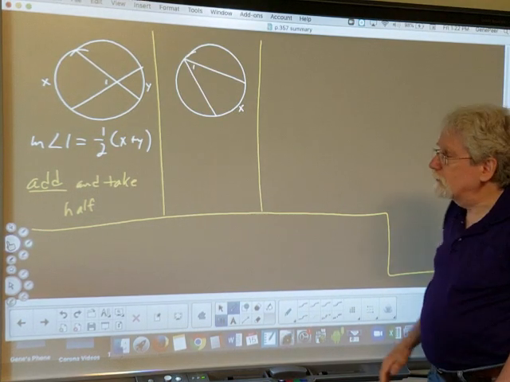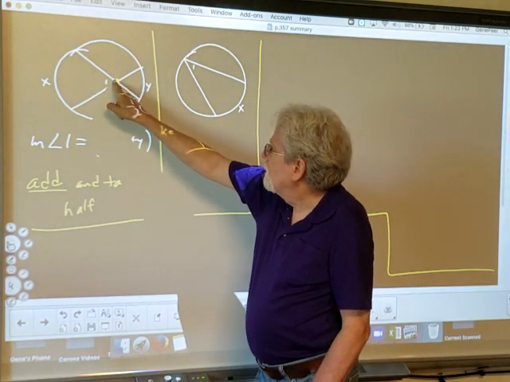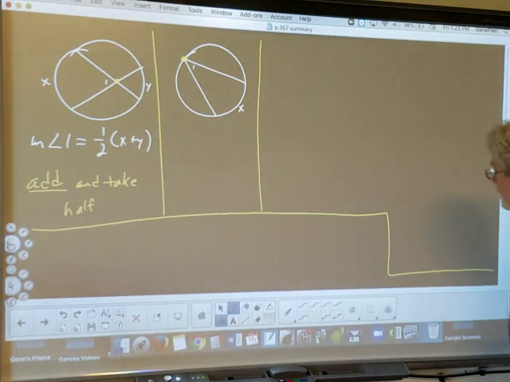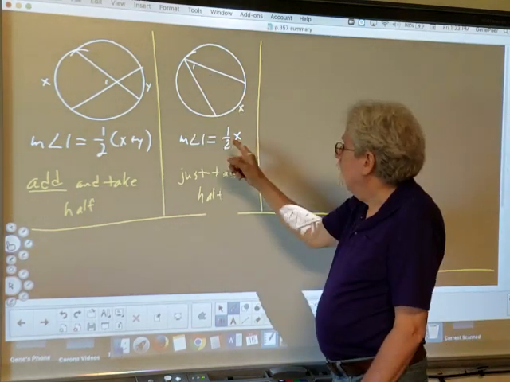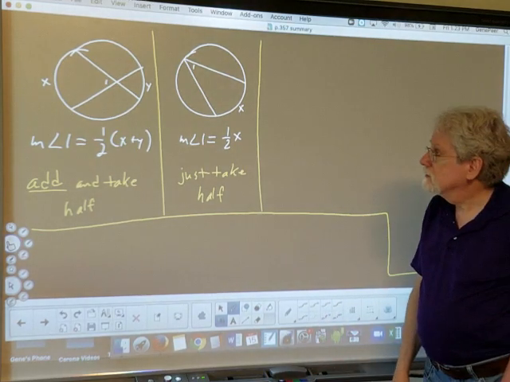Some old stuff here from the previous section. What if instead of meeting inside the circle, they meet on the circle? That's when you just take half. Angle 1 is half of arc x. Just take half.